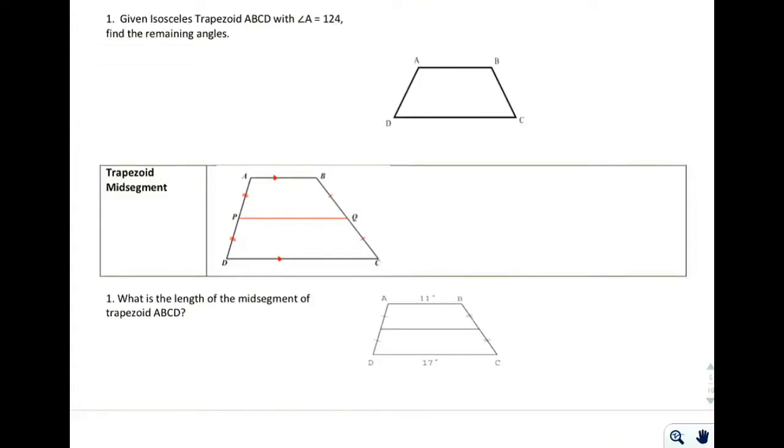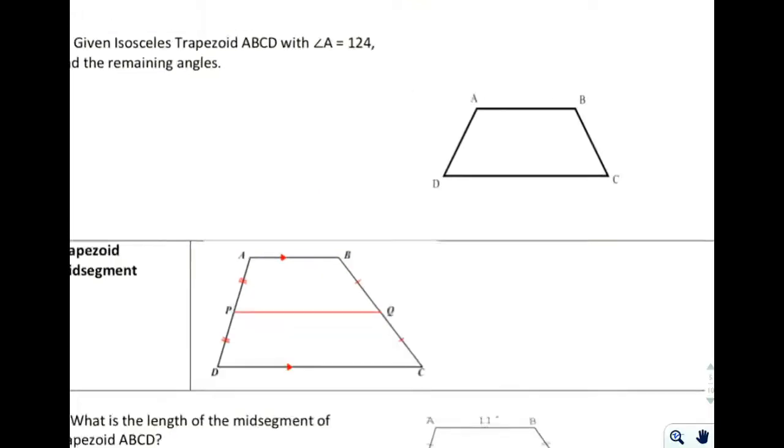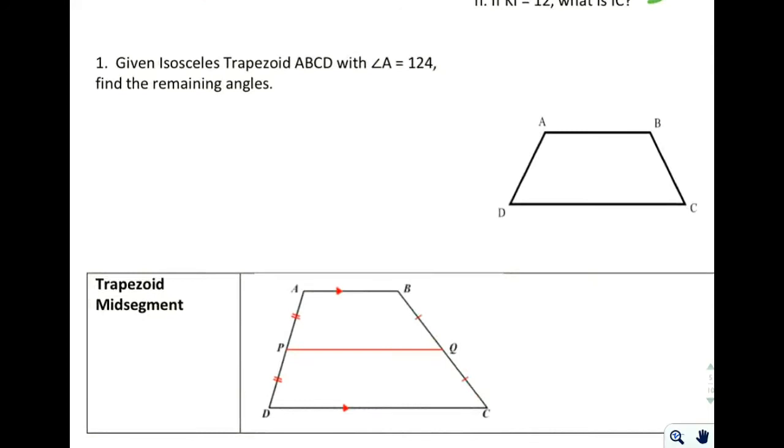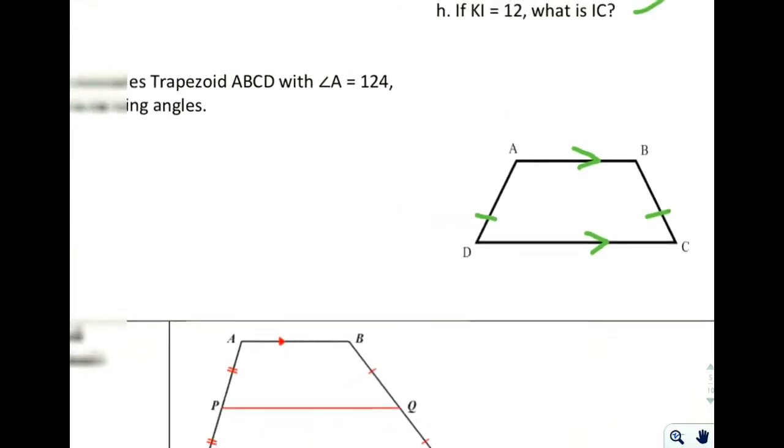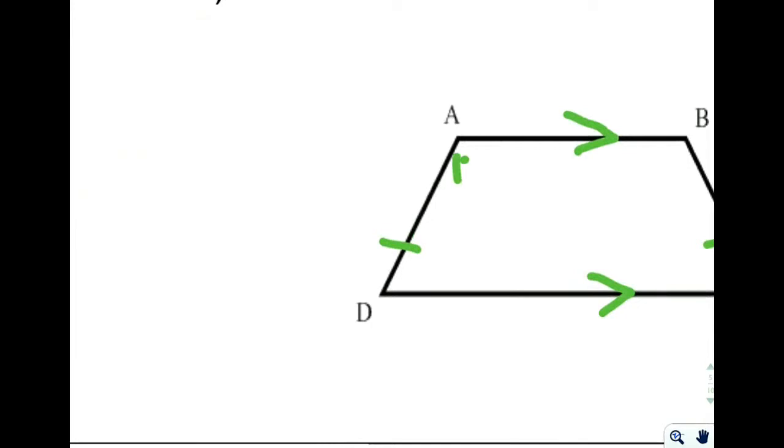In this next part, let's take a look at trapezoids. Problem 1 here, we've got this isosceles trapezoid, ABCD, and we're given angle A is 124 degrees. So isosceles trapezoid. Trapezoids always have one pair of parallel sides, and then we're also told that it's an isosceles trapezoid, so I'm going to mark these sides as being congruent. Now, A is 124, so I throw in 124 degrees there.